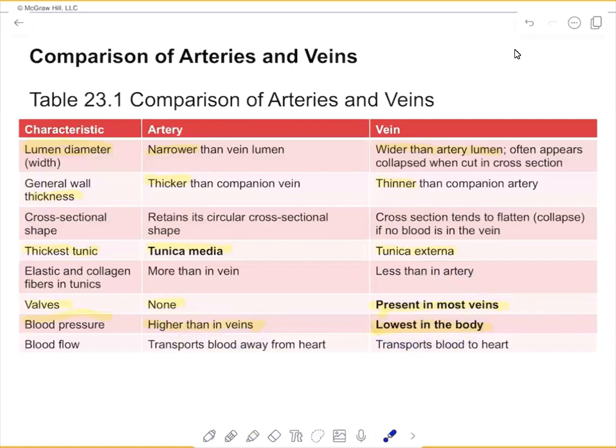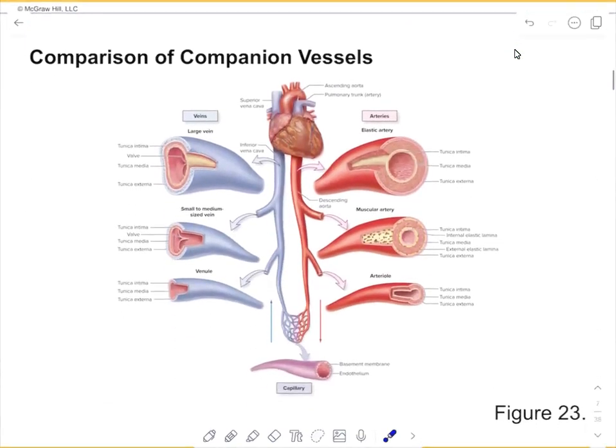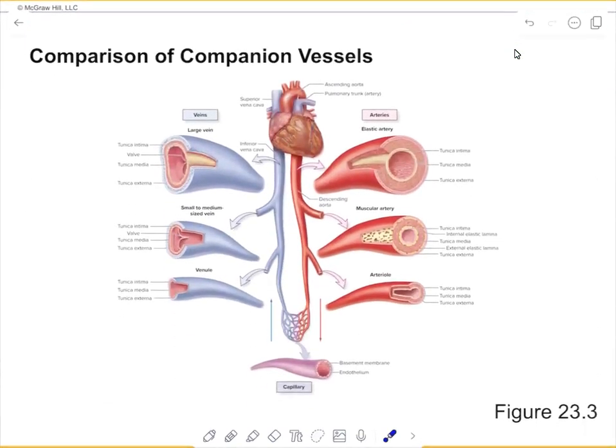So it's highest closest to the heart, like the aorta, and then it'll start to decrease as it gets further away from the heart. It's lower in the capillaries, but even lower in the veins, and it'll continue to decrease as it gets back towards the heart. So the lowest blood pressure in the veins is actually found in the vena cava.